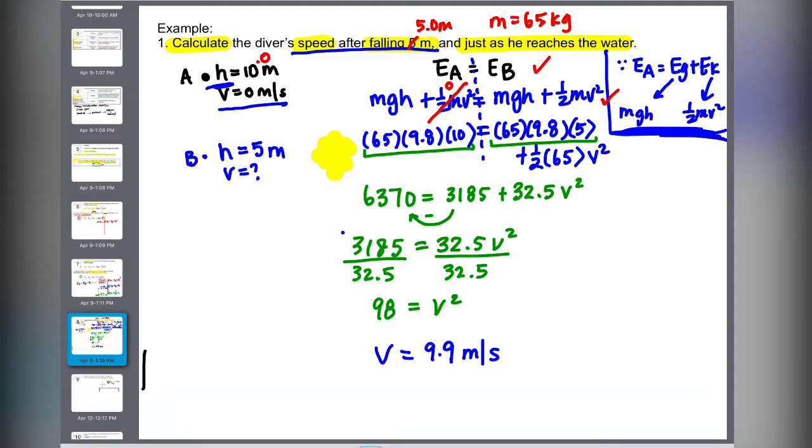Okay, so this is done with the one with the 5 meters. We're now going to move on and work on the one when he reaches the water. I'm going to start the question over again, just so that we're good with repeating the question and know the format and everything. I know that this guy started at the top at 10 meters at a speed of 0. At the bottom, I'm going to call this point C, the height is 0 and the speed is what I'm looking for.